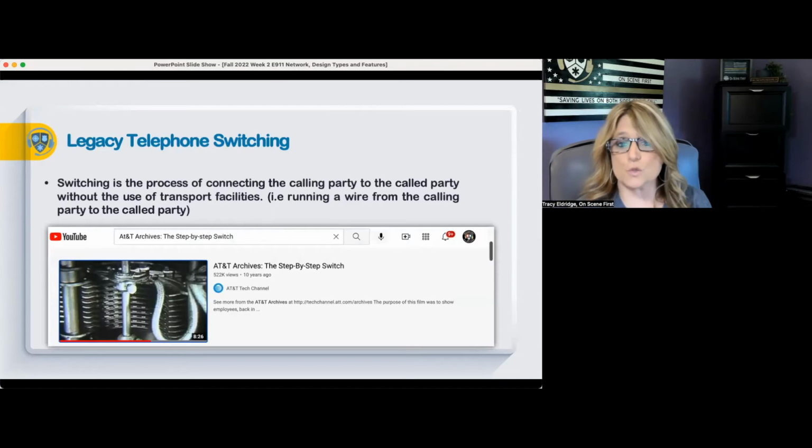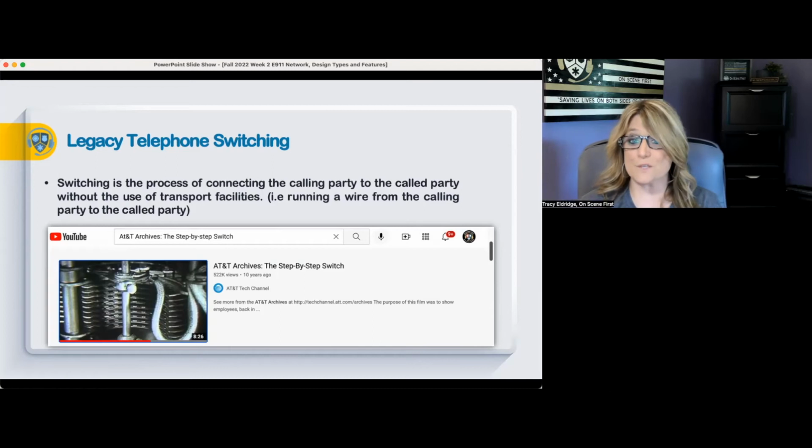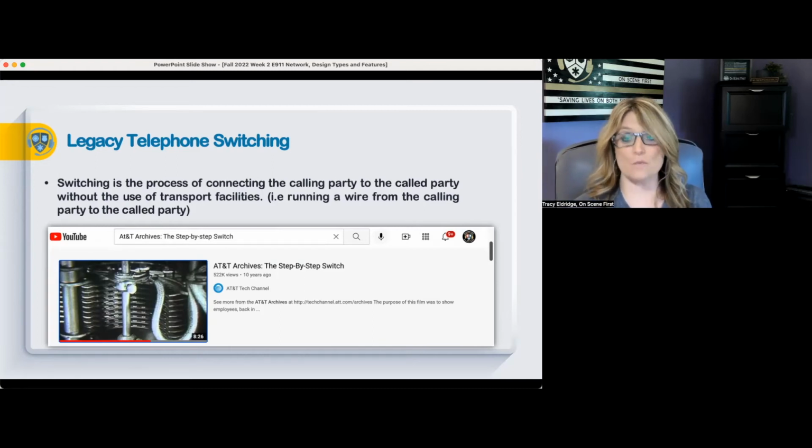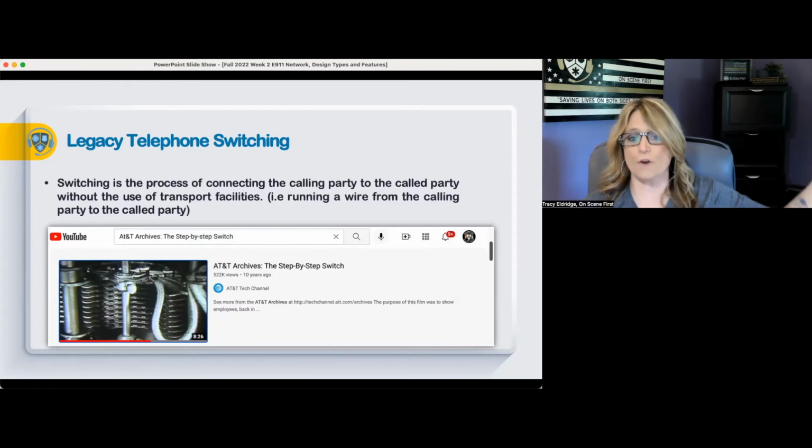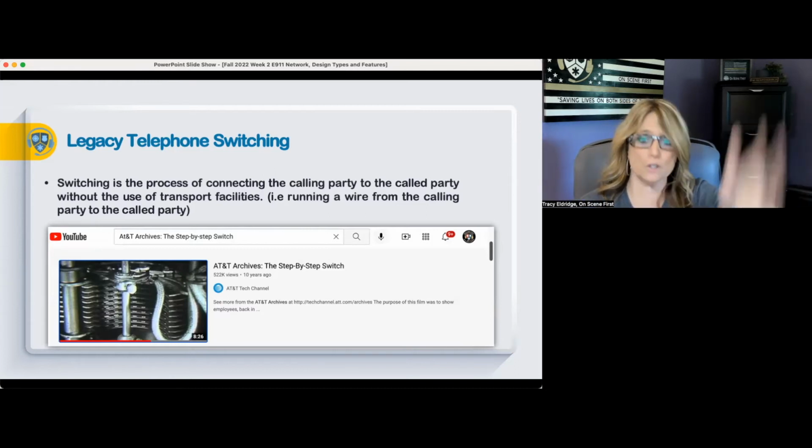So I've said the word switching a few times. So it's important to understand what switching is. When you hear the word the switch, or when it gets to the switch, a lot of folks don't necessarily understand how the switching mechanism works. So legacy telephone switching is the process of connecting the calling party to the called party without the use of transport facilities. You're not running a wire from me calling you.